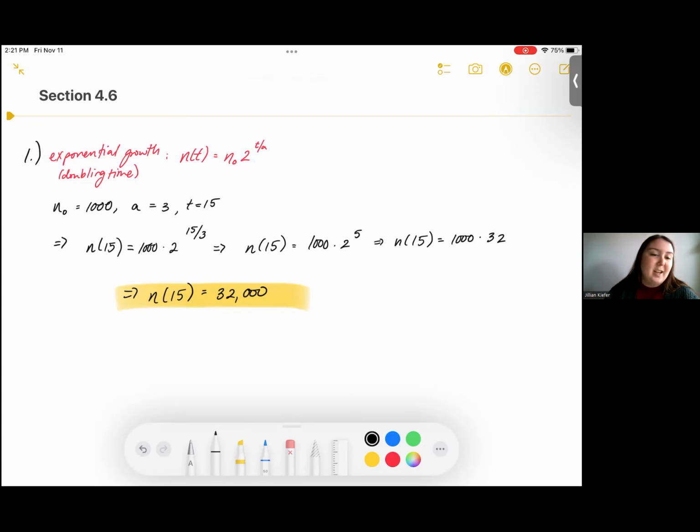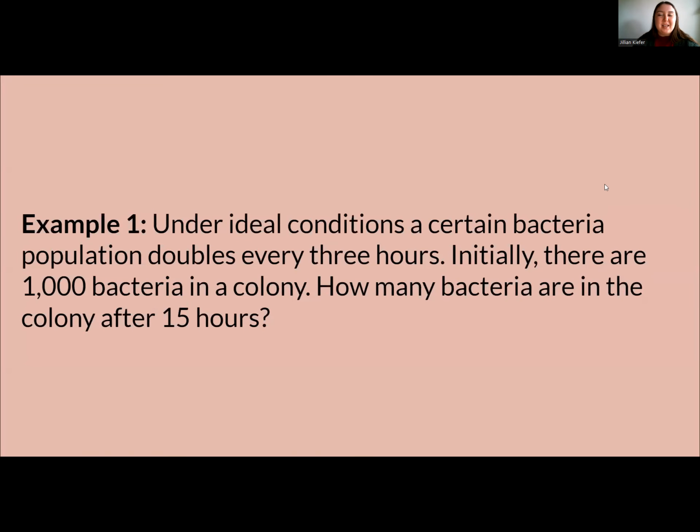That's less than a day. You would have gained 31,000 bacteria in the population. So, all right, let's go ahead and go back to our lecture. All right, so that was example 1, which just finished up.